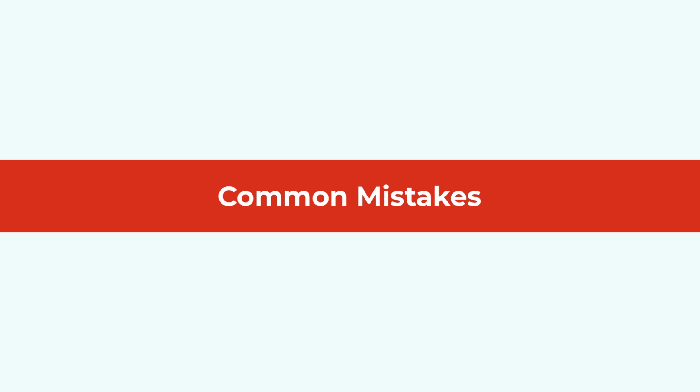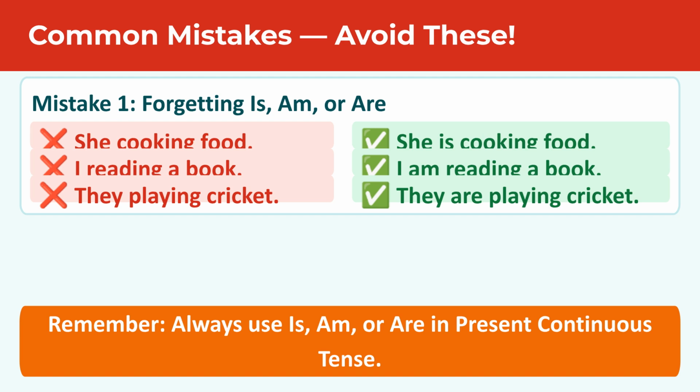Now, let's look at common mistakes. Many beginners make these mistakes. Let's correct them together. Mistake 1. Forgetting is, am, or are. Wrong. She cooking food. Correct. She is cooking food. Wrong. I reading a book. Correct. I am reading a book. Wrong. They playing cricket. Correct. They are playing cricket. Remember, always use is, am, or are in present continuous tense.